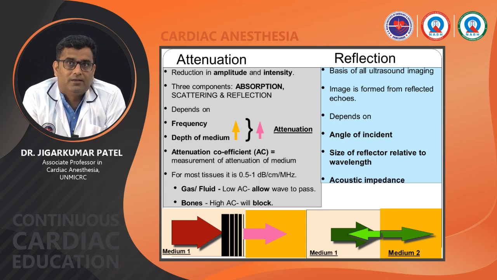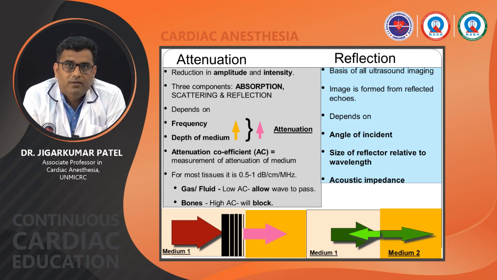Second interaction is reflection. It is the basis of all ultrasound imaging. So the image will form by these reflected echoes. It is the main reason why we get the ultrasound image. It depends on the angle of incidence. If the angle of incidence is 90 degrees, you will get more reflection. And it depends on the size of the reflector. If it is smaller than the wavelength, it will not reflect. But the reflector should be larger than the wavelength of the sound wave, so it will reflect the image.